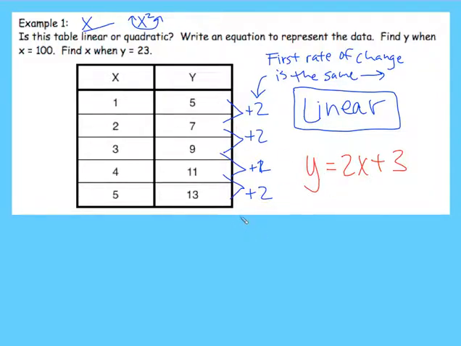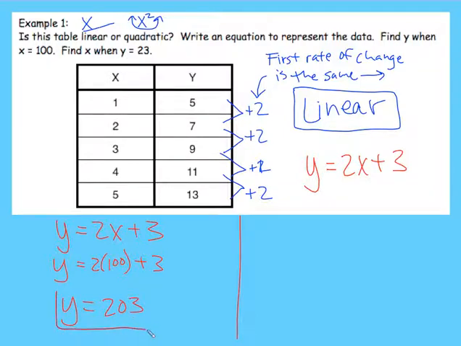So I'm going to pretend like we don't know how to do that and just solve it by hand. So it says find y when x is 100. So here's our equation. We want to know what y is when x is 100. So I'm going to make x be 100. So we do 2 times 100, get 200, add 3, and y would be 203, which is what our table said.